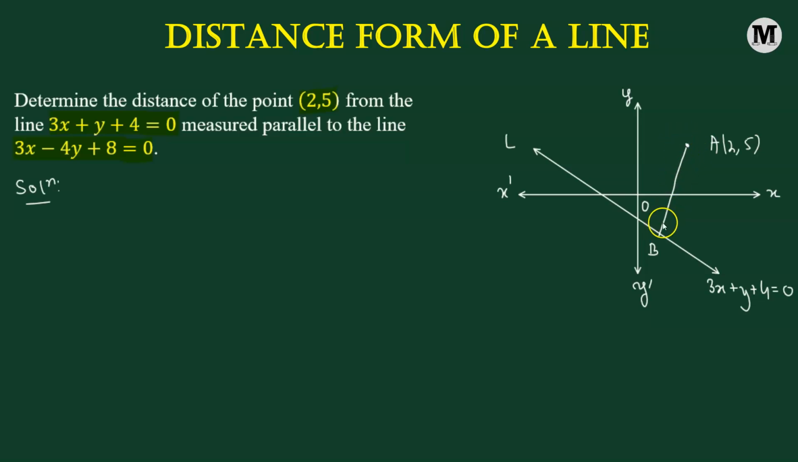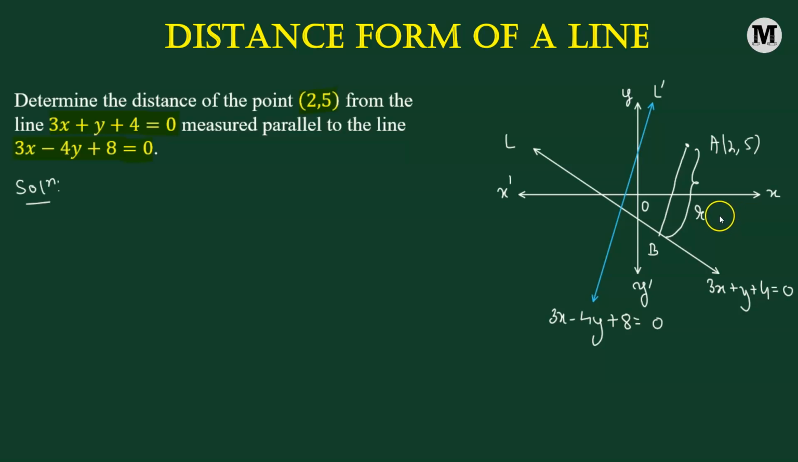Now we have to find the distance AB with a criterion that this line must be parallel to another line whose equation is given to us. Let's call this the line L prime. L prime has the equation 3x - 4y + 8 = 0. So our goal is to determine the length of AB. Let's denote it by the letter R.